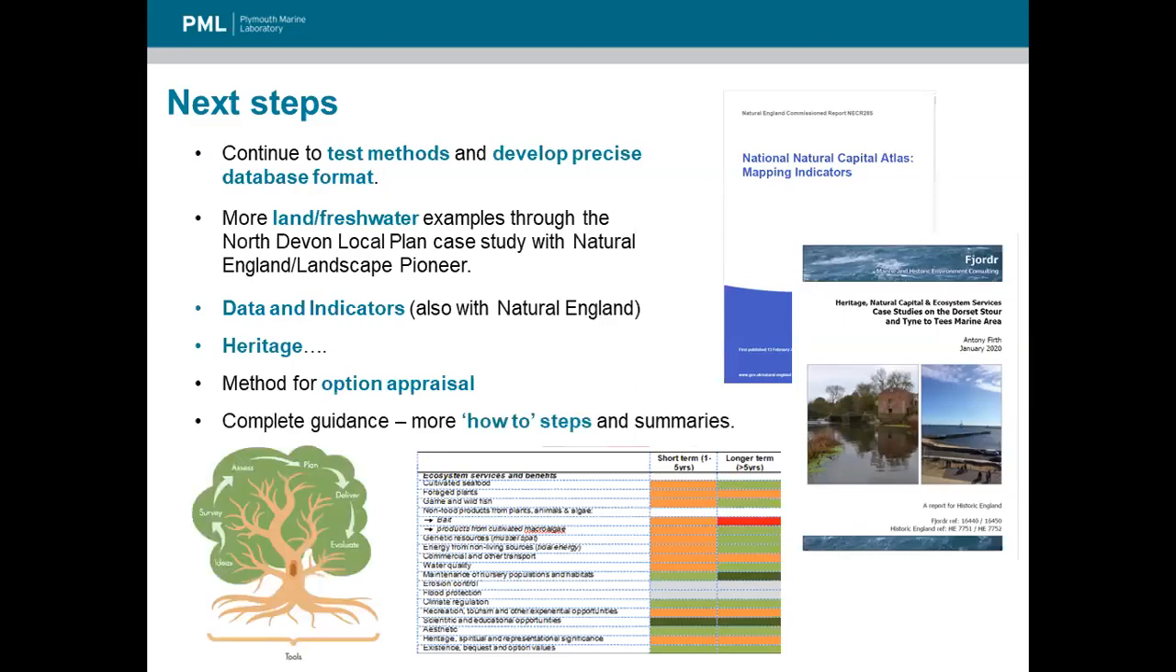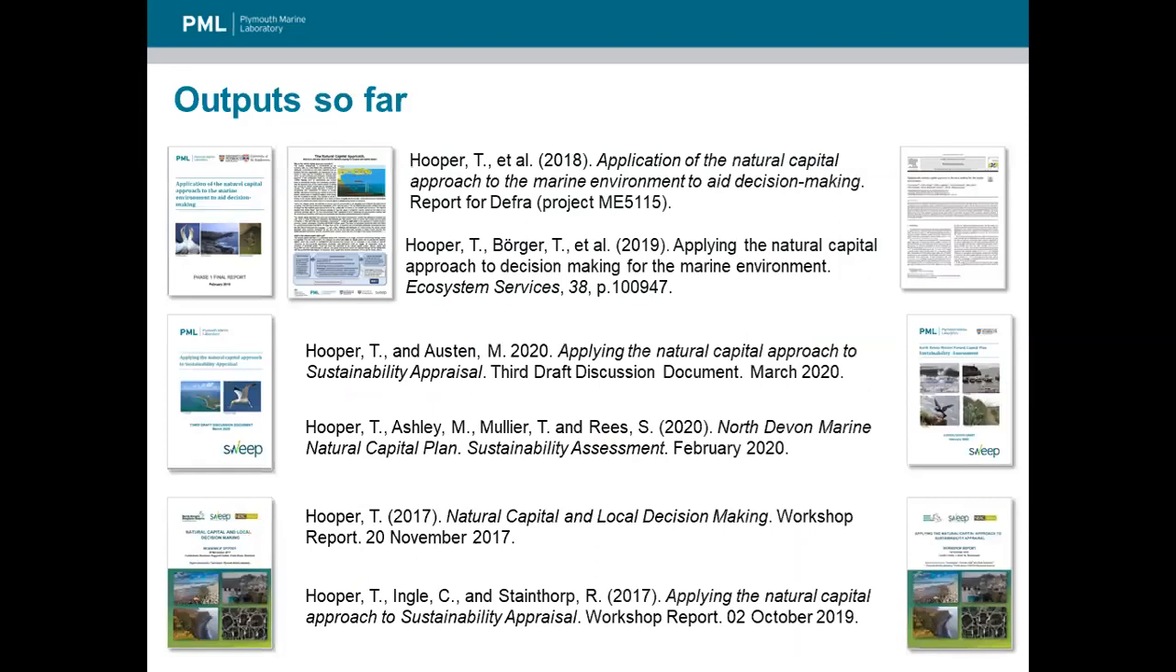And finally, completing the guidance. So as well as the reports and conceptual frameworks, actual how-to steps and better summaries of information to make it more usable. There are some outputs so far.